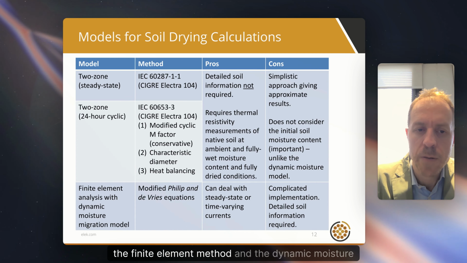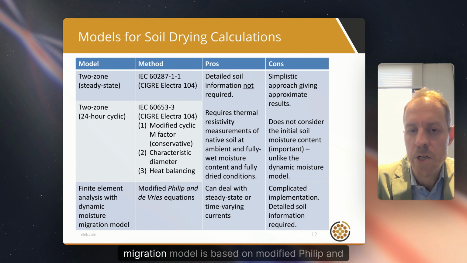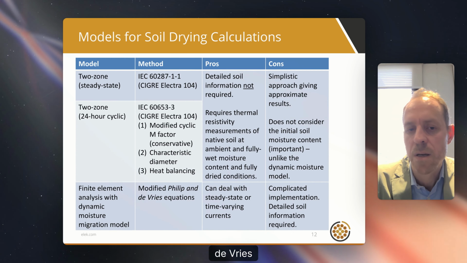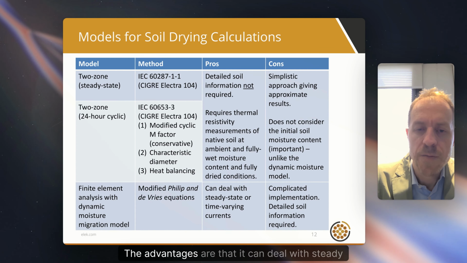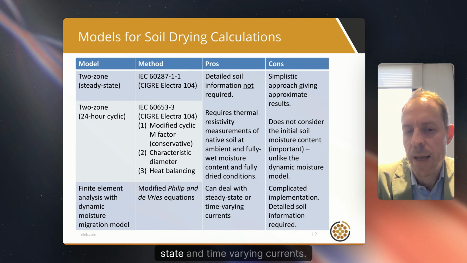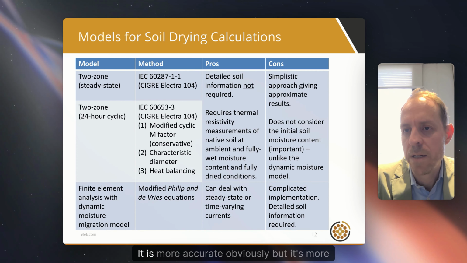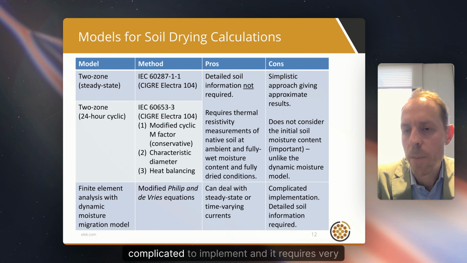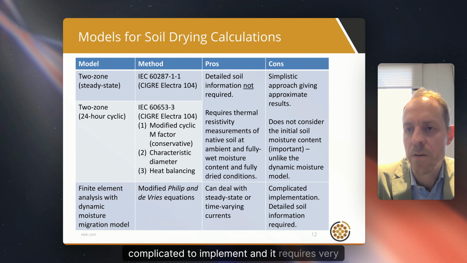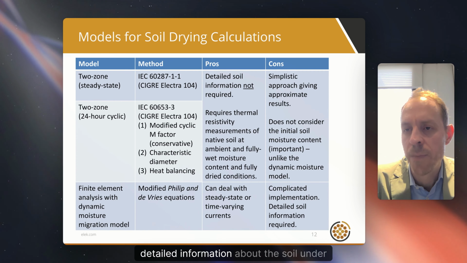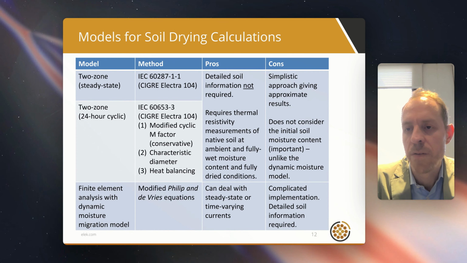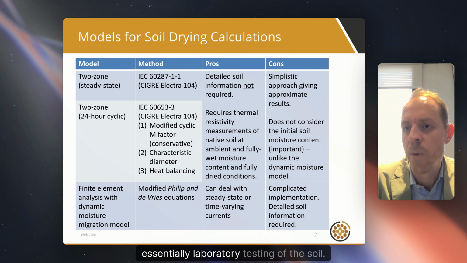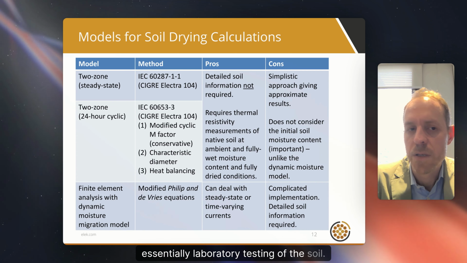The finite element method and the dynamic moisture migration model is based on modified Philip and de Vries equations. The advantages are that it can deal with steady state and time varying currents. It is more accurate, obviously, but it's more complicated to implement, and it requires very detailed information about the soil under different environmental conditions, and it requires essentially laboratory testing of the soil.